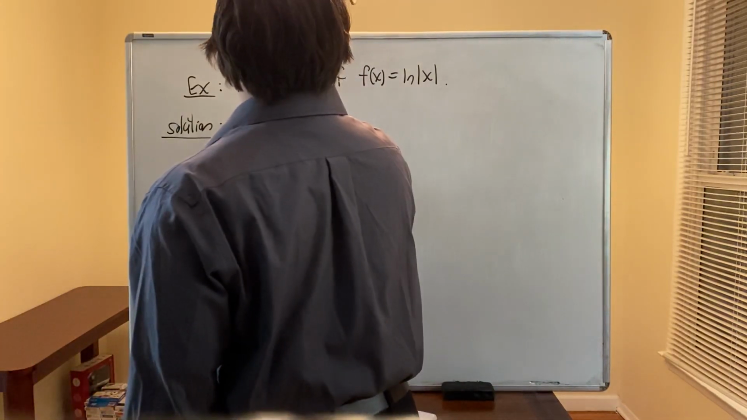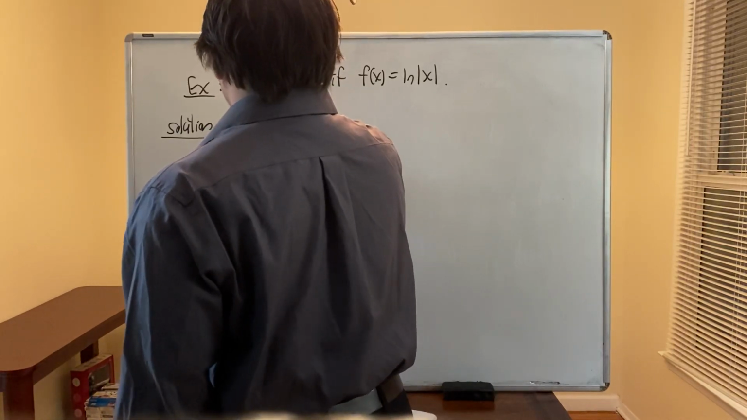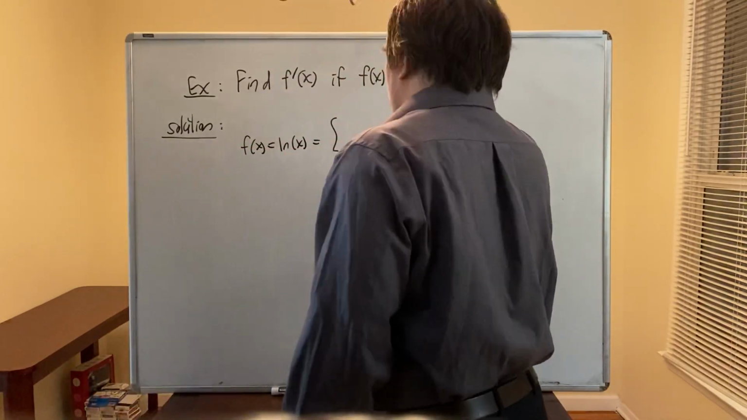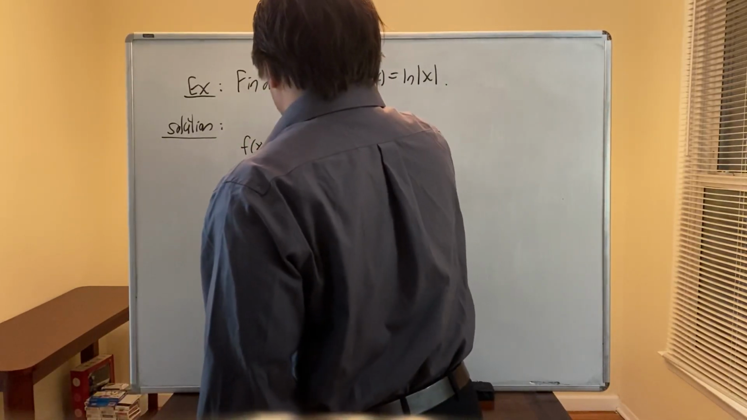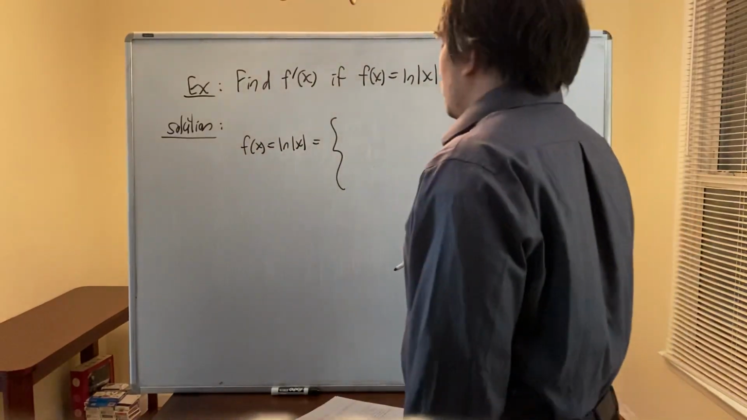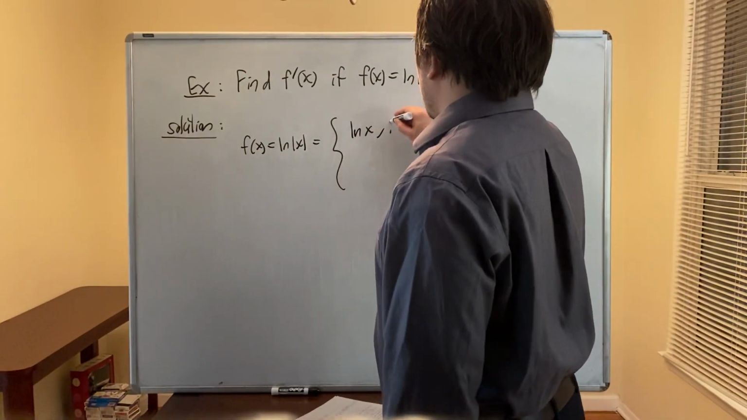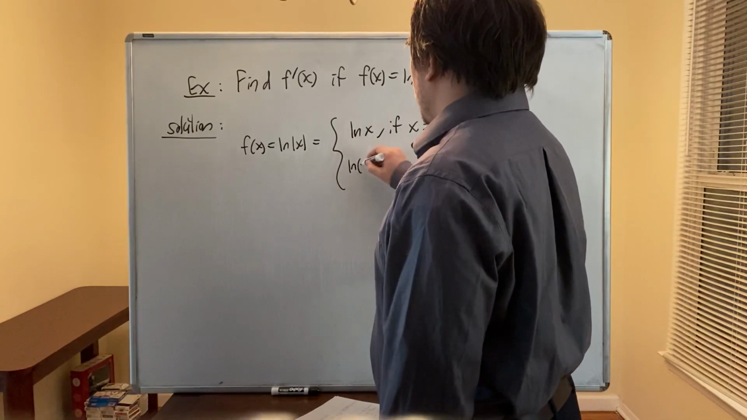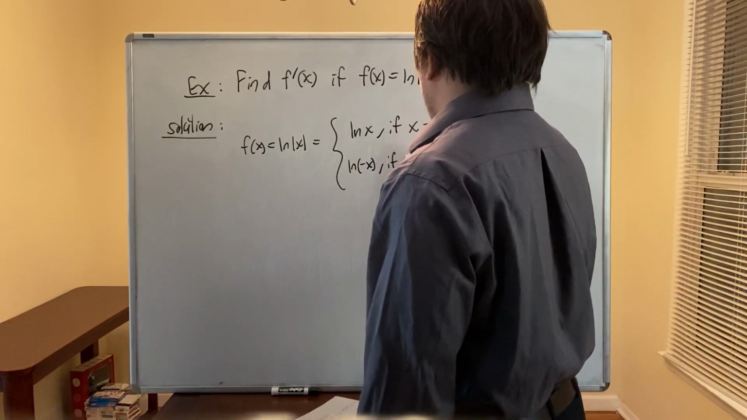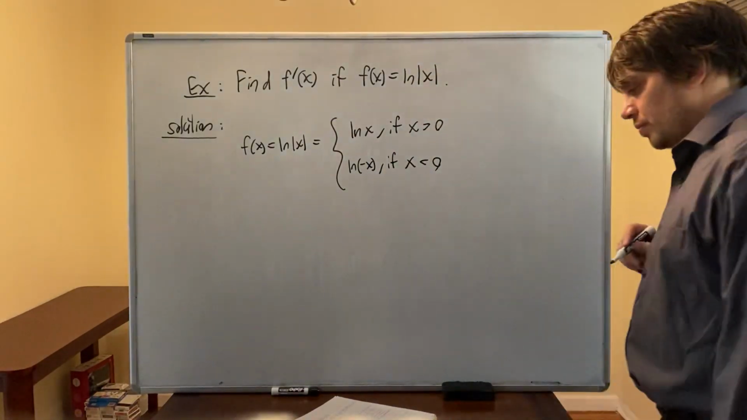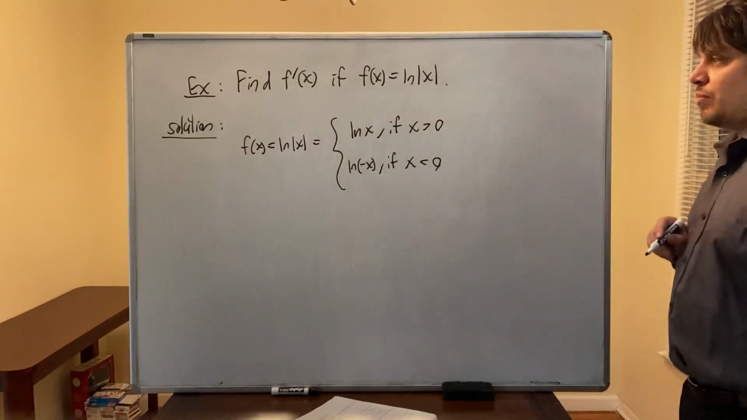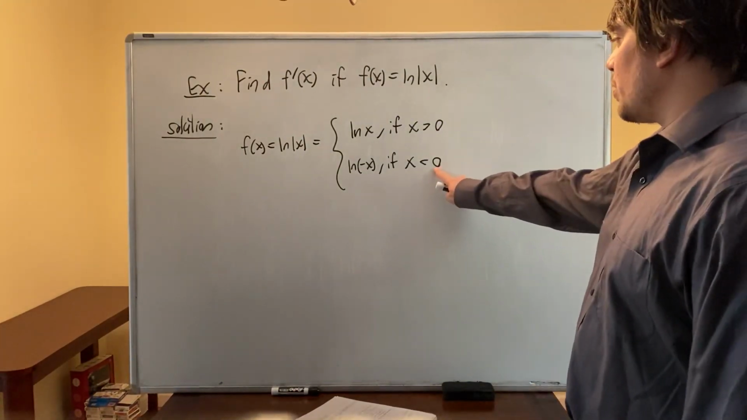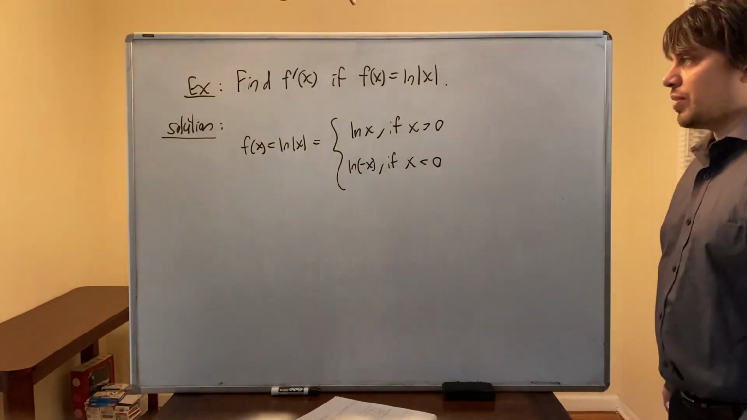First, let's point out that f of x equals ln of the absolute value of x, which is equal to ln of x if x is positive, and ln of negative x if x is negative. Right? And it's undefined for x equals 0. So this function is only defined for non-zero x values.